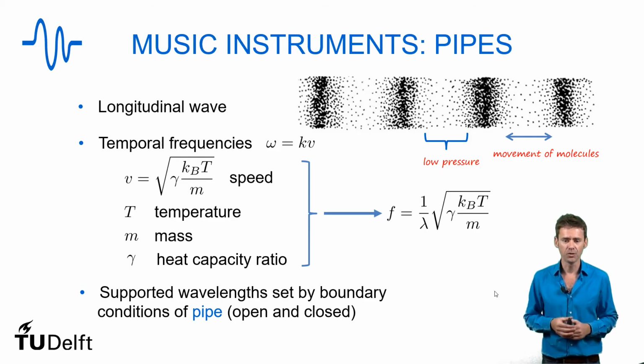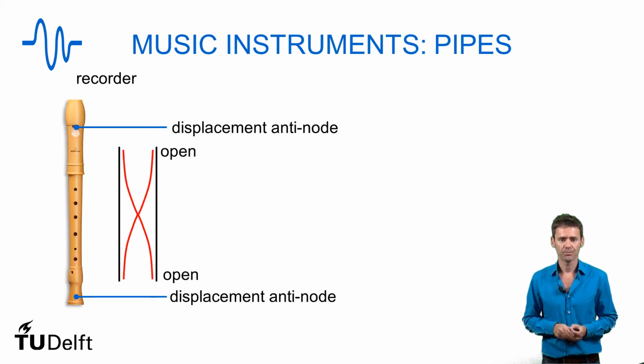Again, we can calculate the frequency based on this formula. However, the wavelengths that we use for calculating this frequency are set by the boundary conditions of the pipe. They can be open or they can be closed. Let's look at two examples.